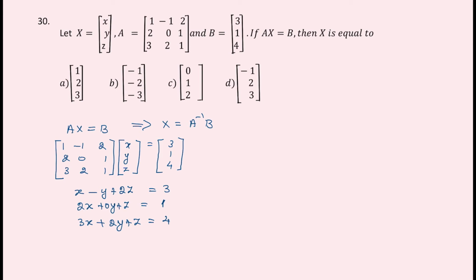Let us substitute the first option. x is 1, y is 2, z is 3. The first equation will be 1 minus 2 plus 6. We don't get 3. Therefore, A option is not correct. Let us go for B option. For B option, x is minus 1, y is minus 2, z is minus 3. So the first equation will be minus 1 minus of minus 2 plus 2 minus 6. Here also we don't get 3. So B option is also wrong.